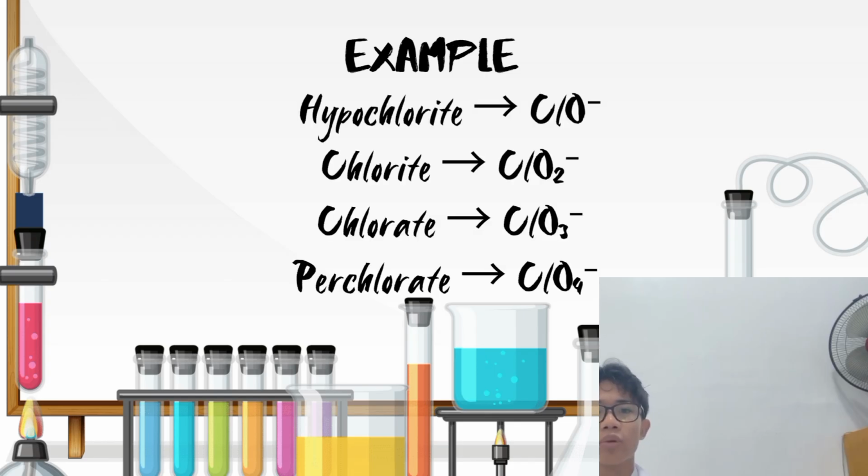For example, hypochlorite, which has the least amount of oxygen. Chlorite, which has the second to the least oxygen. Chlorate, which has second to the most oxygen. And perchlorate, which has the most oxygen out of the four.